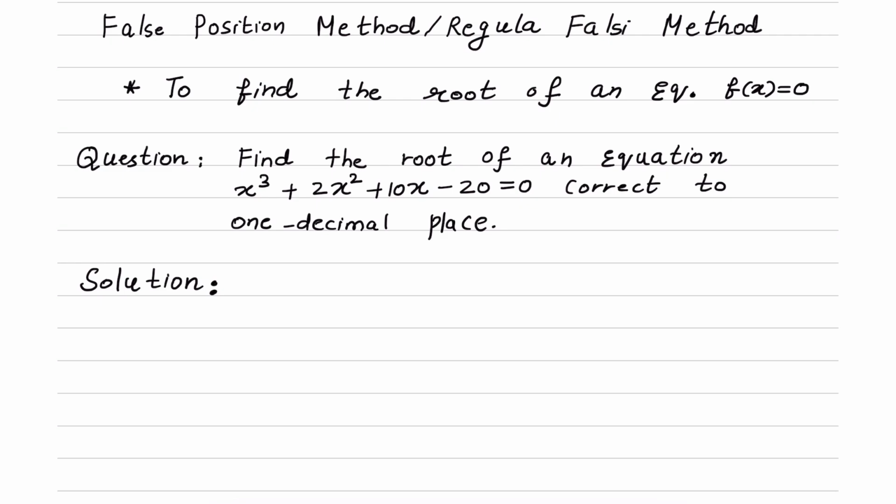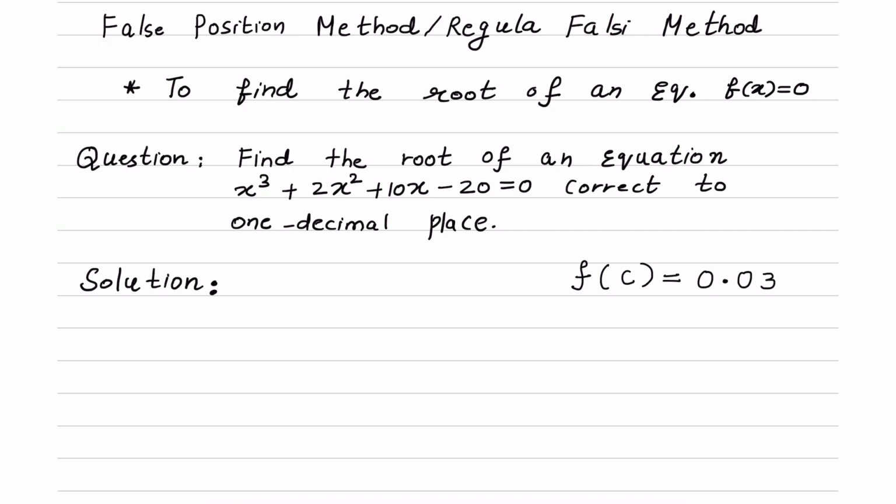So the question here is: find the root of the equation x cube plus 2x square plus 10x minus 20 equal to 0, correct to one decimal place. Since we have to find a root, by the definition of a root of an equation, we know that we have to find some number c such that when we plug it in f(x), we will get 0. But since here we have to find a root correct to one decimal place, it means that you have to find something like 0.10, because it's a root correct to one decimal place, and the second could be any digit.